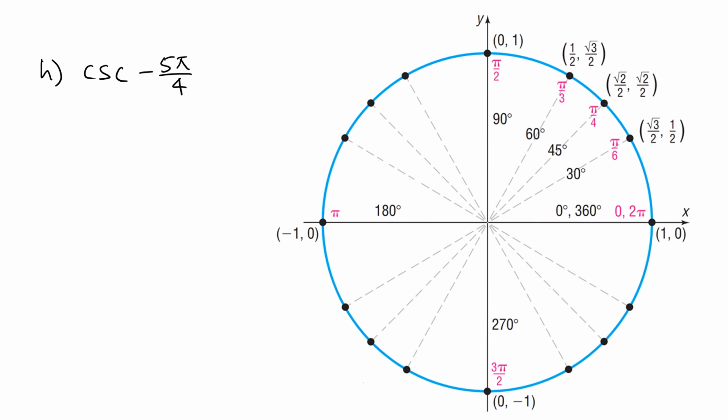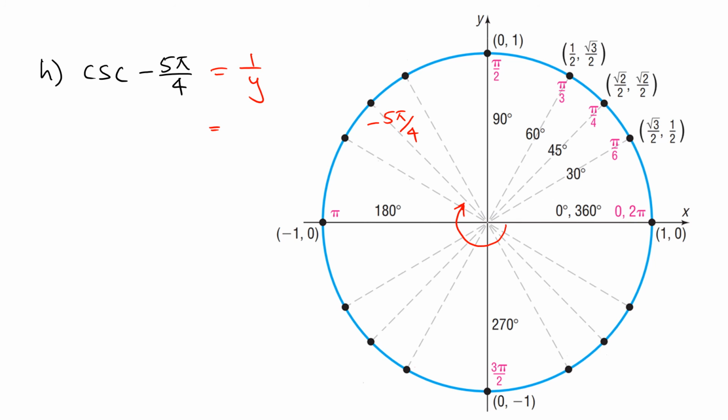So for h, we have cosecant of negative 5 pi over 4. Cosecant means 1 over the y value, so we only need the y coordinate. First we need to figure out where this angle is. It's a negative angle, and 5 pi over 4 is past pi, so it's going to start here and end up there. So this is negative 5 pi over 4.